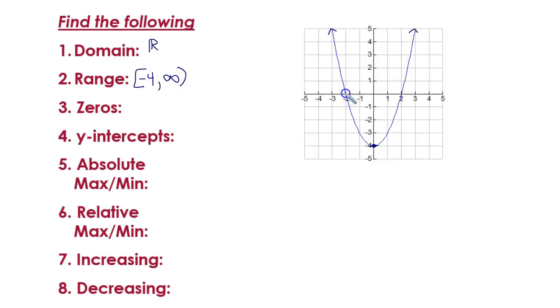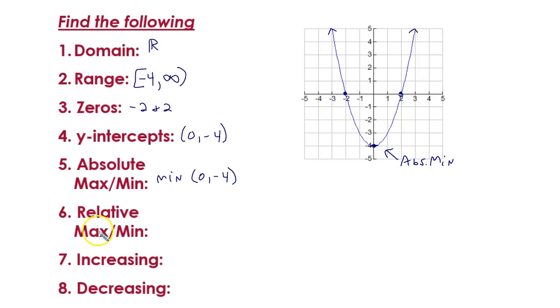There are two zeros, two places where the function crosses the x-axis at -2 and +2. Y-intercept, we see it crosses the y-axis down here at (0, -4). Is there an absolute maximum? Well, arrow up means no. Is there an absolute minimum? Well, there is a lowest point on the graph. This is the lowest point, so there is an absolute minimum here. And that absolute minimum would be at the coordinate of (0, -4).